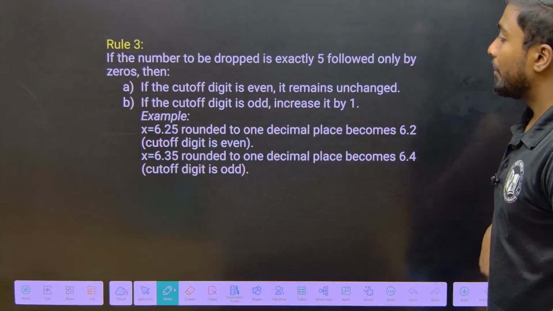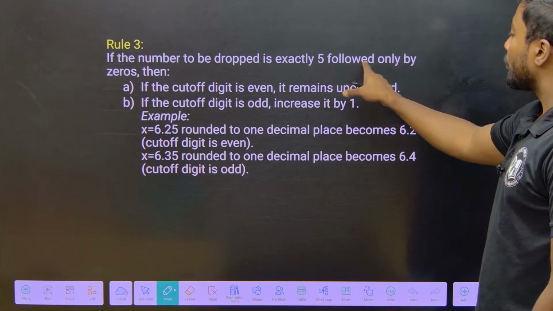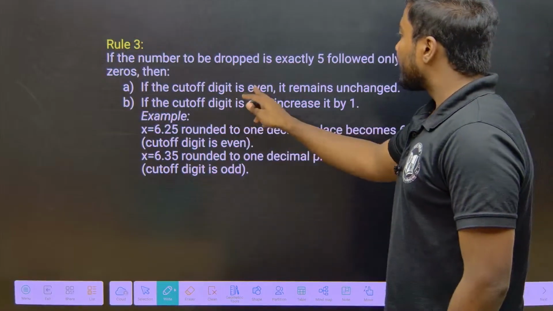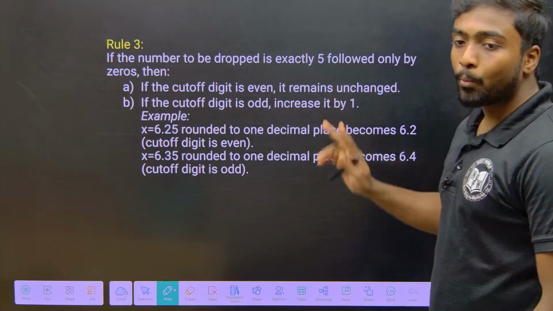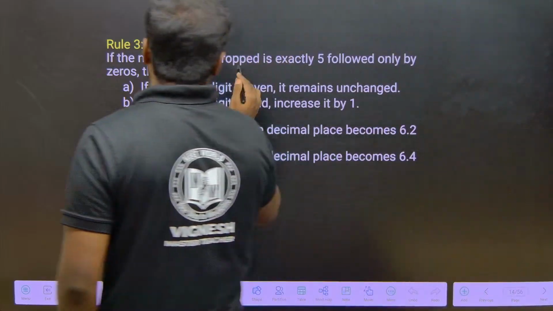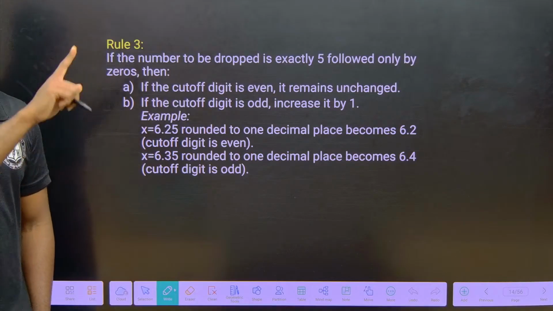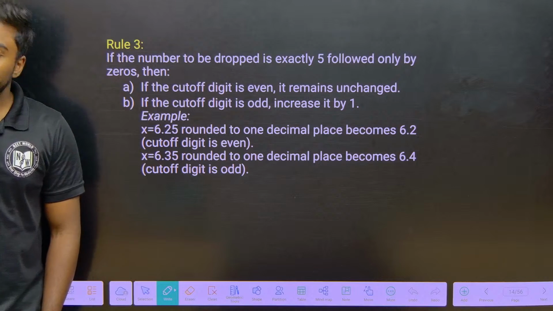Rule number 3. If the number to be dropped is exactly 5 followed only by zeros, if the cutoff digit is even, it remains unchanged. If the cutoff digit is odd, increase by 1. Now listen, the first two rules understood, no? Greater than 5 means the previous number is increased by 1. Less than 5 means the previous number remains unchanged.